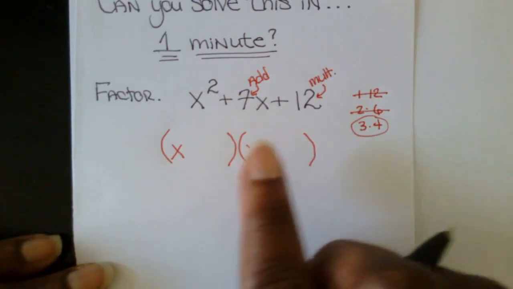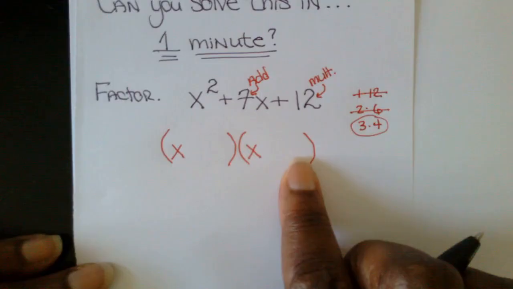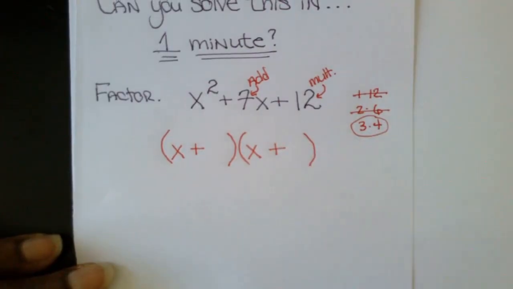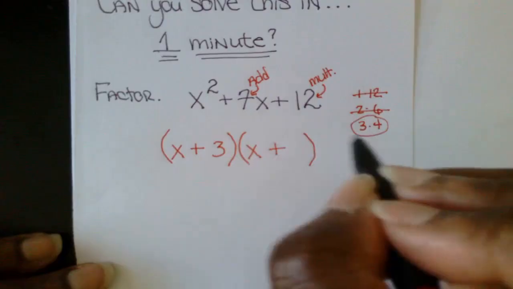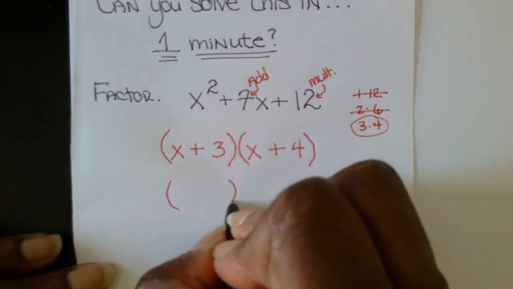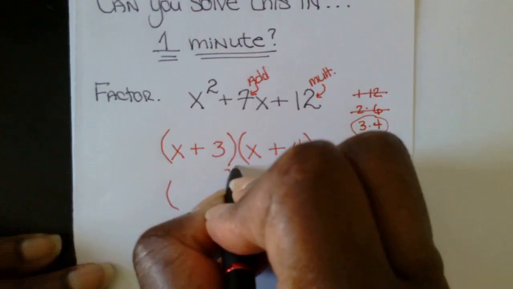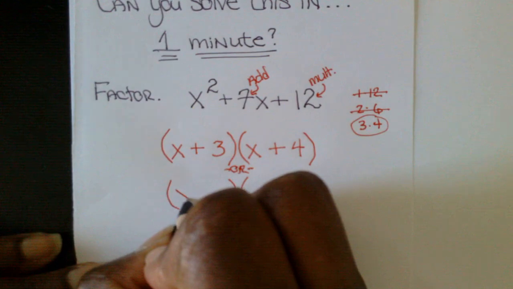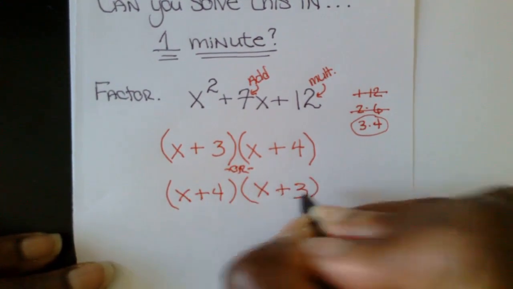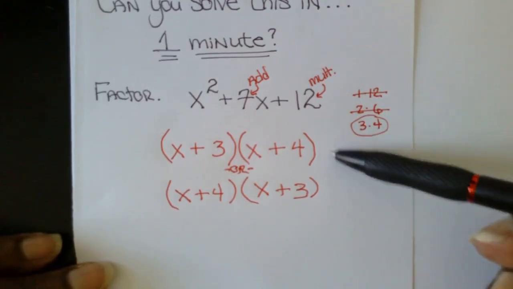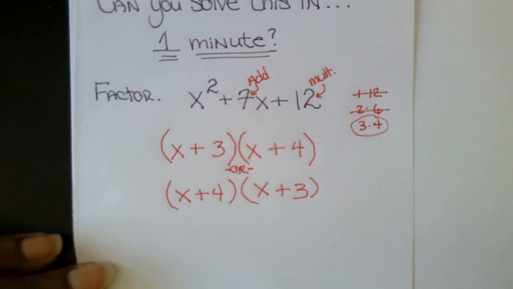So this is what we're going to use to plug into each of the parentheses. Since they're both positive, that's a positive 3 and a positive 4, you can put the 3 here, you can put the 4 here, or it doesn't matter where it goes. I'm going to write the word or. Or it could be x plus 4 and x plus 3. It doesn't matter which one will have the 3 and which one will have the 4. This is still the same answer. Yes, you have to use the parentheses.